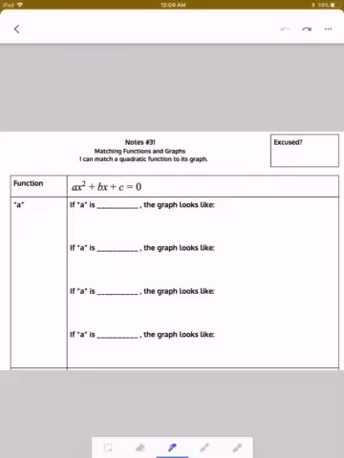Hey y'all, we are working on notes 31 and today we're going to be matching functions and graphs. So they give us functions that look like this. This is what we know as the standard form of this graph. And the first thing we're going to think about is A.